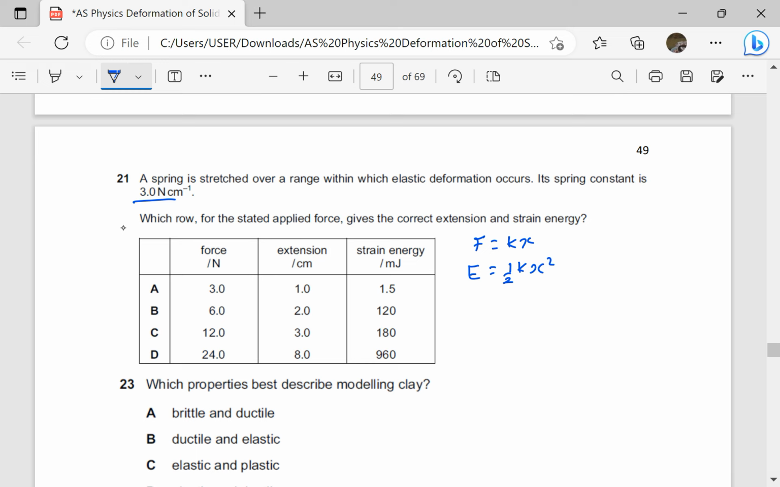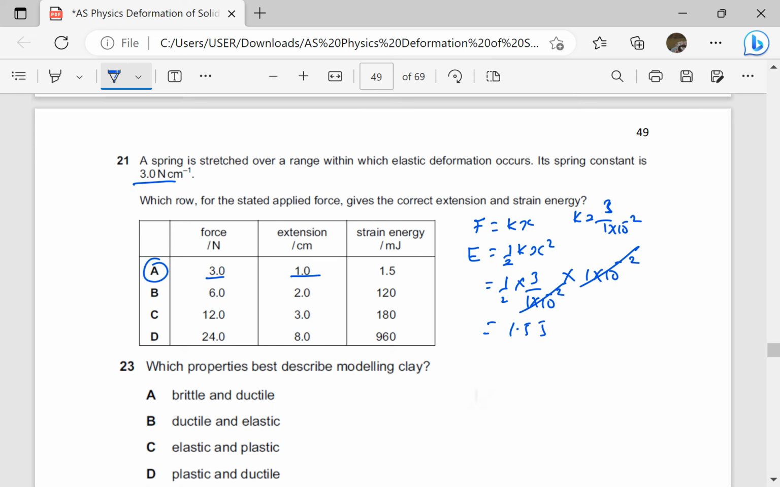So for the force, we have to check the force and maybe the extension, the elastic potential energy. Let's check the first one. If K equals 3 over 1 times 10 power negative 2, then the energy is going to be a half times 3 over 1 times 10 power negative 2. Then we multiply this by the extension, which we have taken as 1 times 10 power negative 2. And this gives us 1.5 joules. So the answer is automatically A without even checking the others.